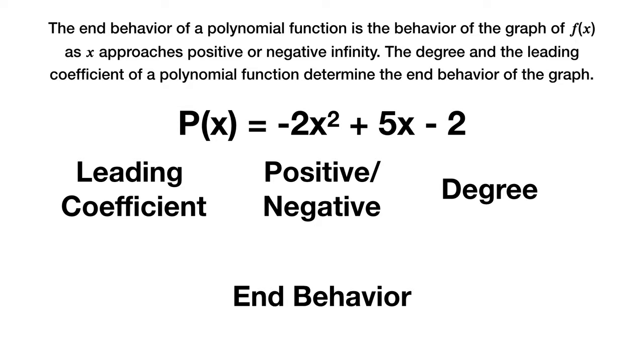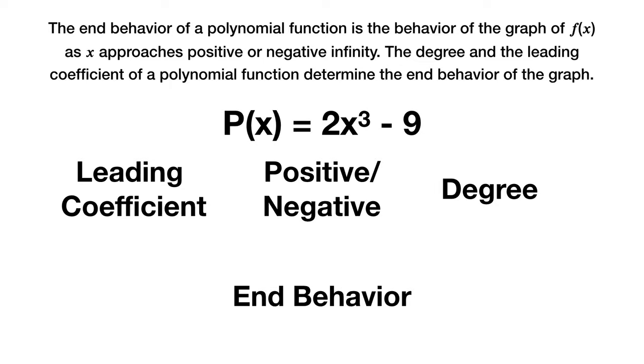Now let's try another one. In this case, my leading coefficient is -2, which means it's negative, meaning it goes down on the right. But my degree is 2, which is even. Now, this isn't always the case, but at least for now, if the degree is 2, what we're going to find is the end behavior is going down.